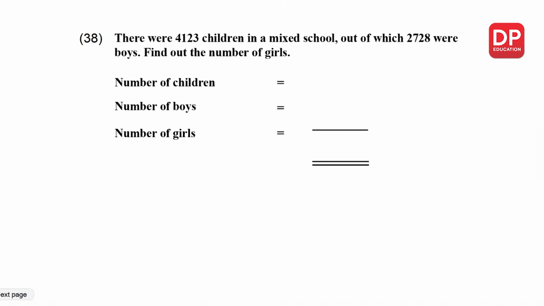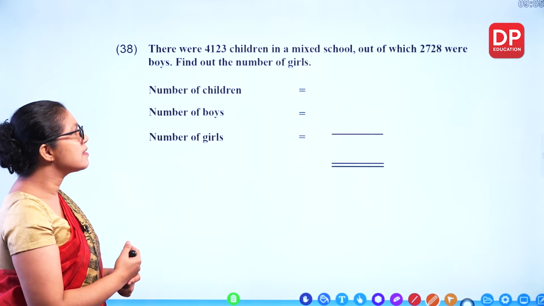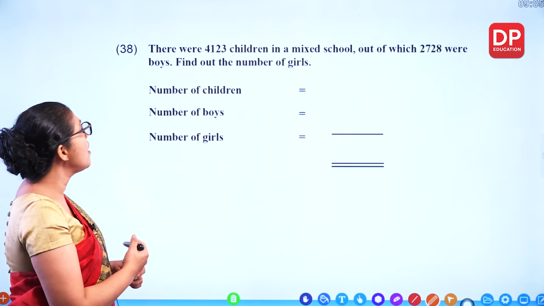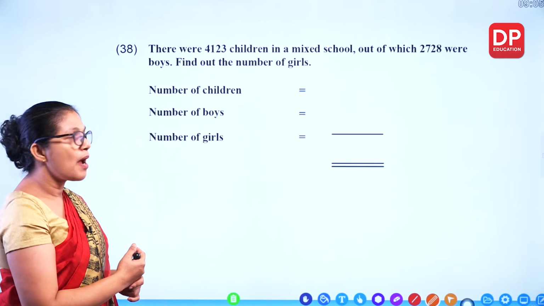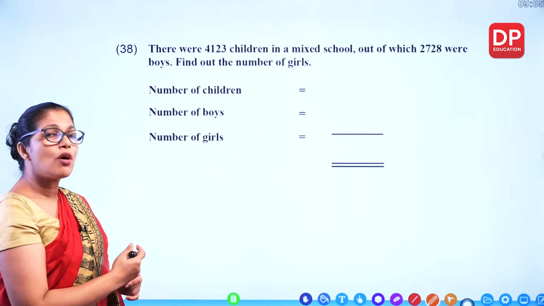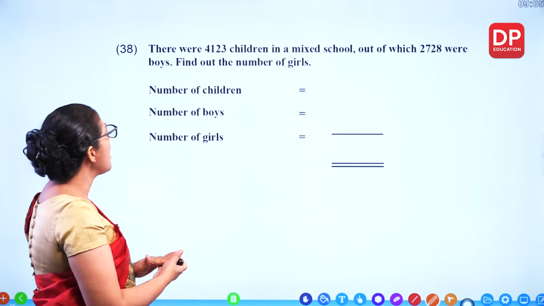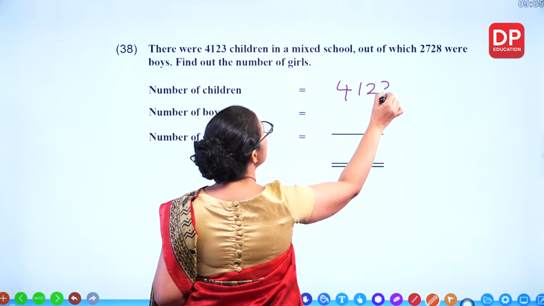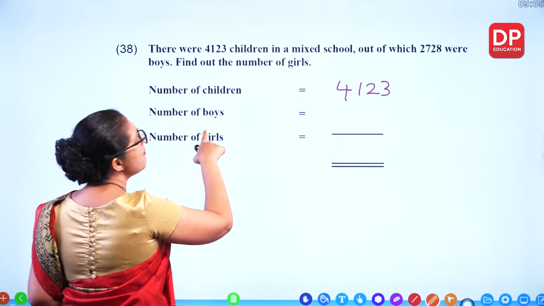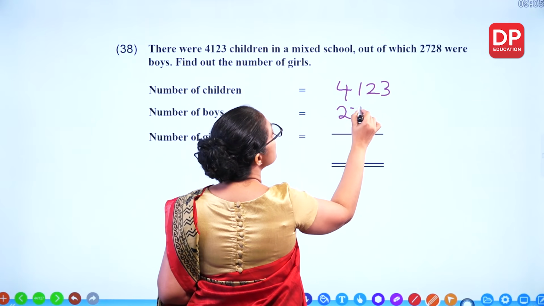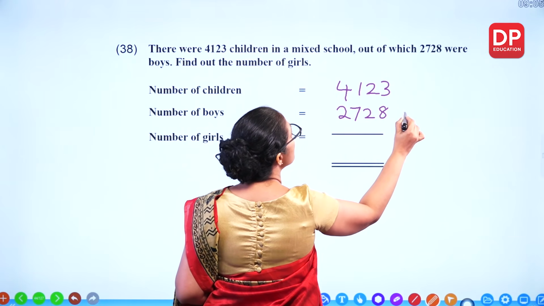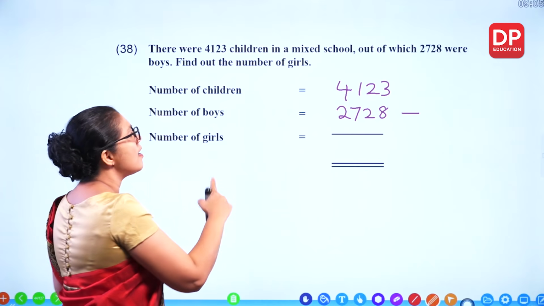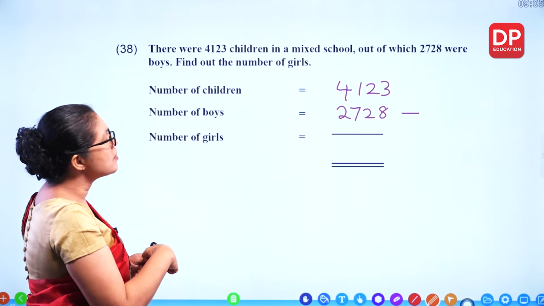Look at this question. There were 4,123 children in a mixed school, out of which 2,728 were boys. Find out the number of girls. So this is also subtraction. Total number is given. That's 4,123. And how many boys? 2,728 boys. So the girls are the remaining part. So you subtract.